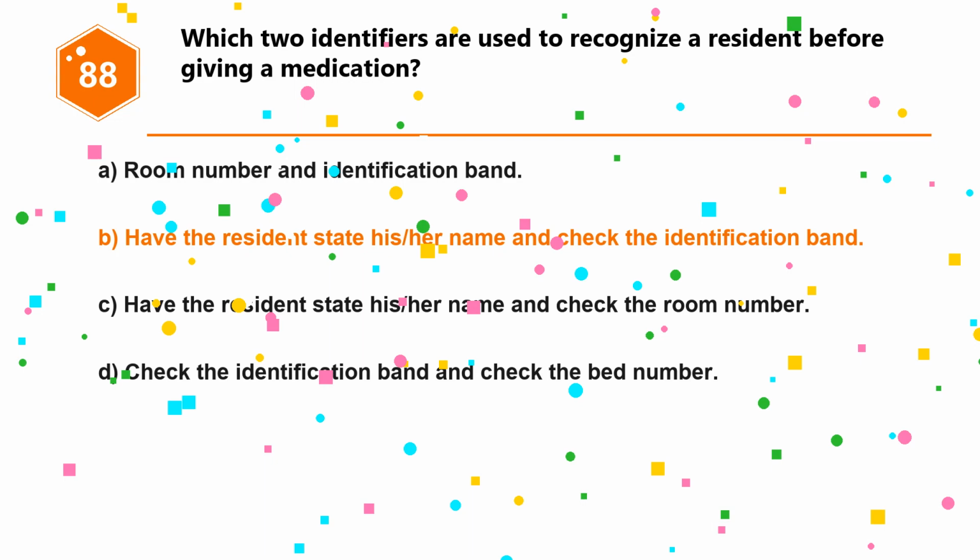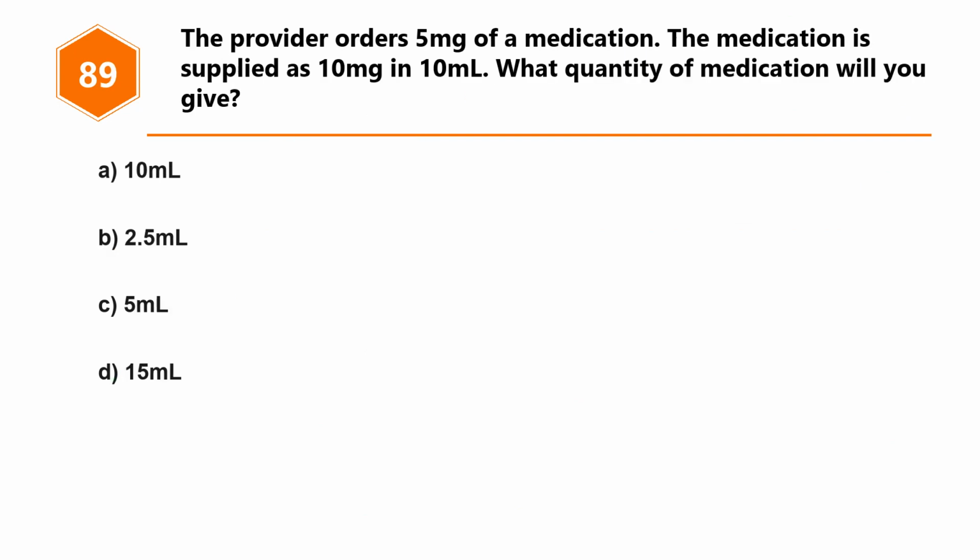The correct answer is option B. Have the resident state his/her name and check the identification band. Question 89. The provider orders 5 mg of a medication. The medication is supplied as 10 mg in 10 ml. What quantity of medication will you give? Option A, 10 ml. Option B, 2.5 ml. Option C, 5 ml. Option D, 15 ml.